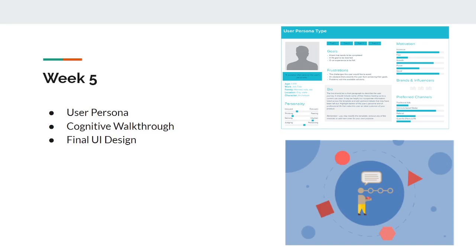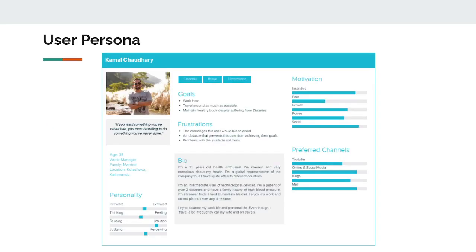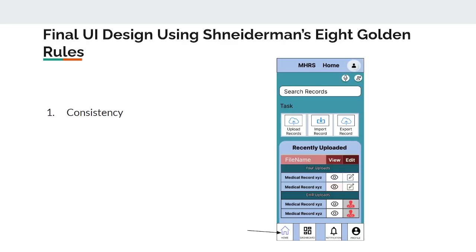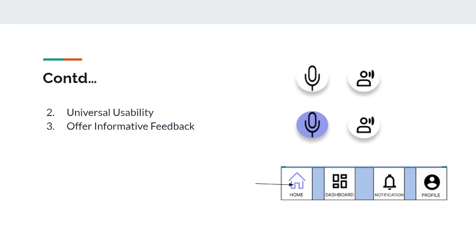Moving on to week 5, after developing the MVP, user persona and cognitive walkthrough were done in great detail, which has been documented. The final UI was then developed by using Shneiderman's 8 golden rules. The interface design is consistent. The interface logs into the home page, and the metaphor of the home icon for the home page and upload to cloud, and the colors used are consistent throughout the system.